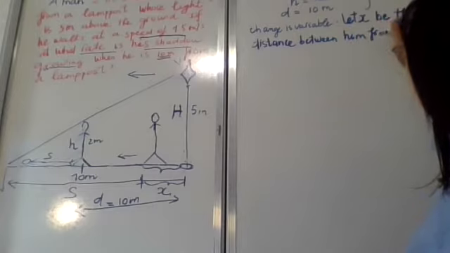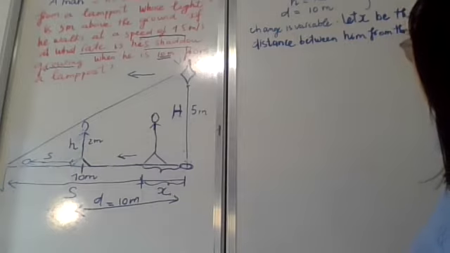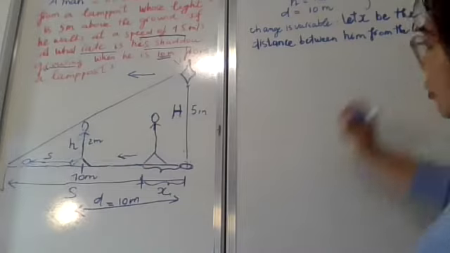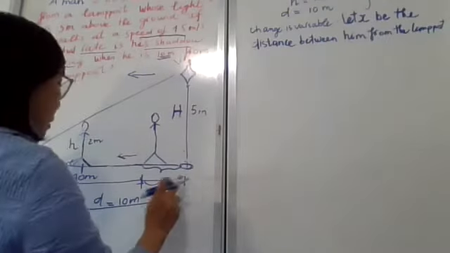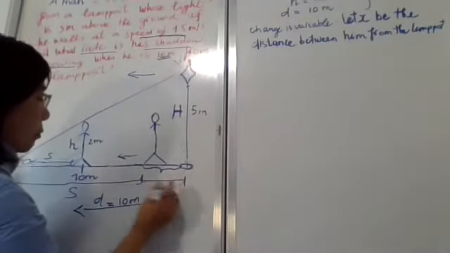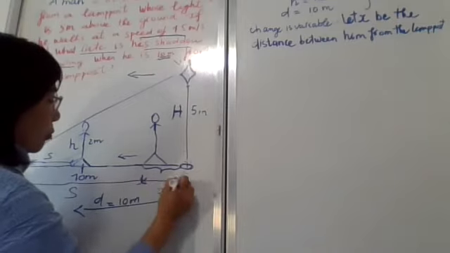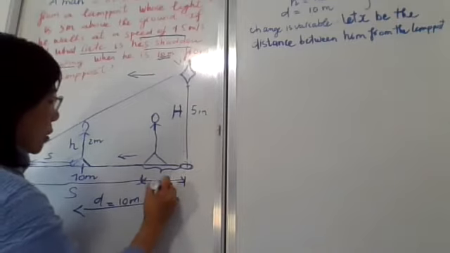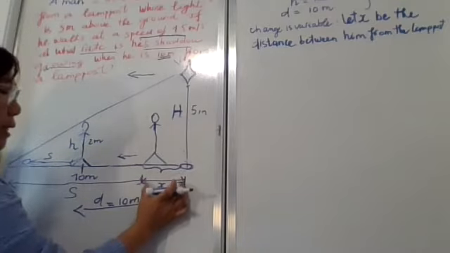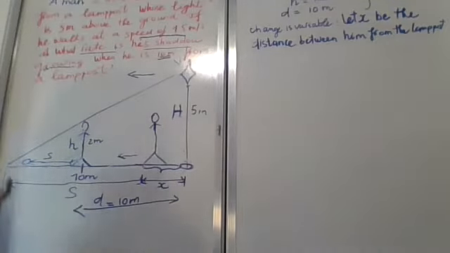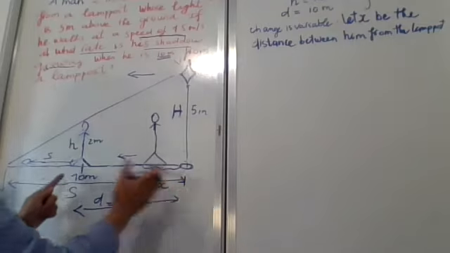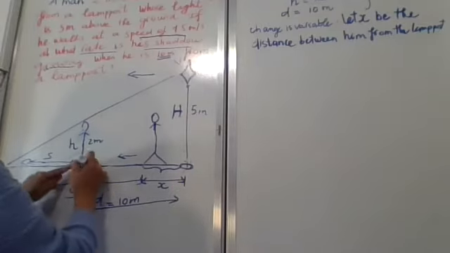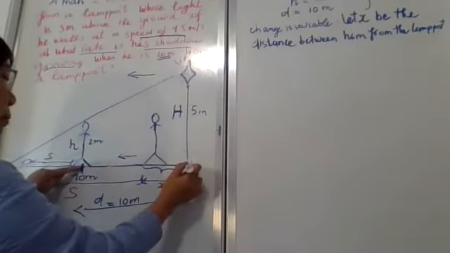From the lamppost, let's call this the x distance, right? I mark here, from here to here, we call this the x distance. So his walking is the x distance, right? Now we know that we want to measure from here to here, which is 10 meters.